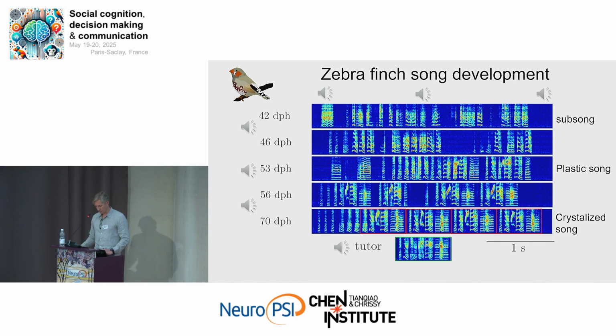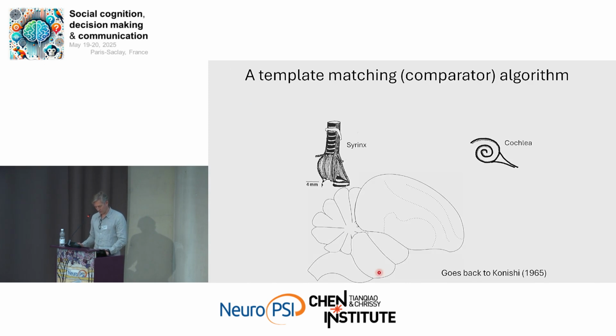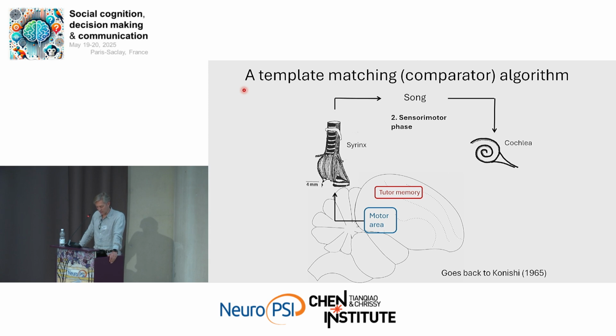Since Mark Konishi, who was one of the first to really describe this song learning, people believe it is a template matching process. So the algorithm that has been around since the 1960s is that when the bird is very young, in the sensory phase, it listens to a song that gets somehow memorized in the brain somewhere. And then later in the sensory motor phase, the bird sings and with its motor area produces a song, and the song gets perceived as auditory feedback and then gets compared to the memory somewhere in the brain.